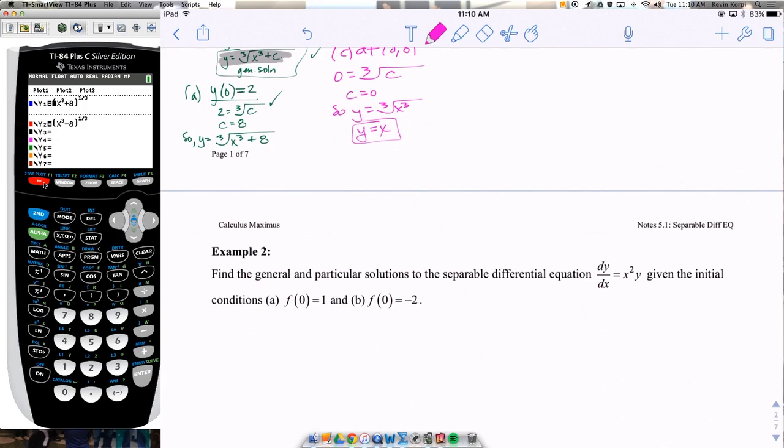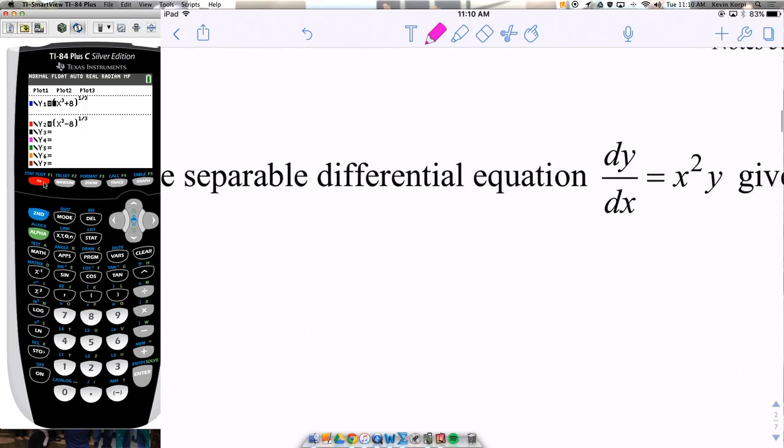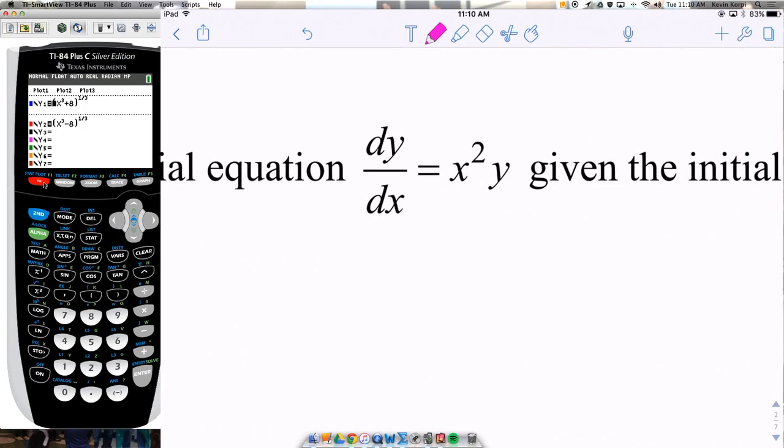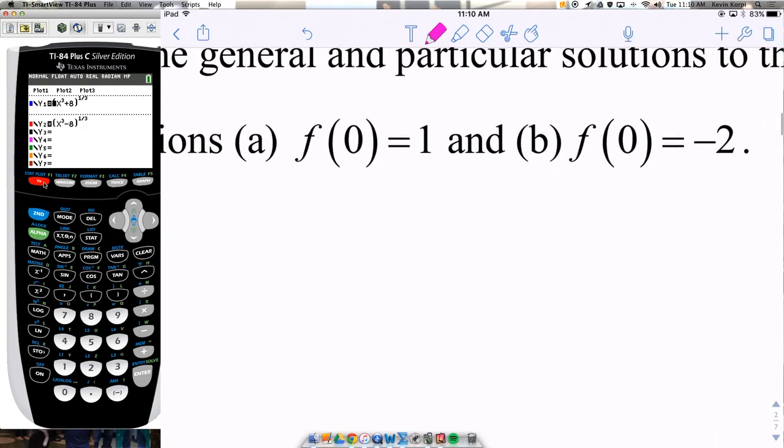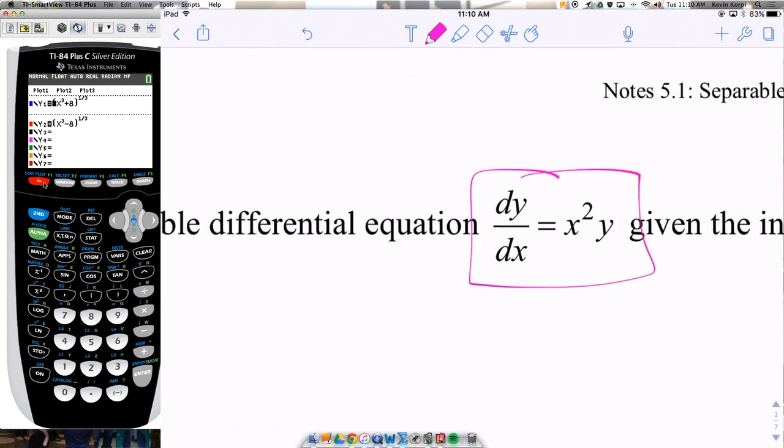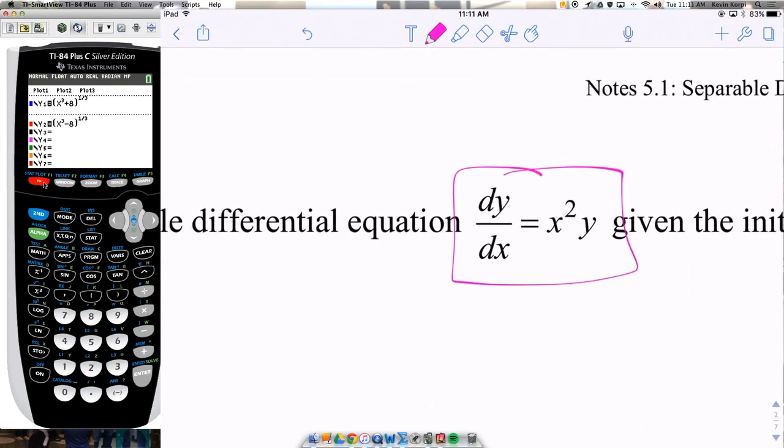All right, number 2. Find the general and the particular solutions to the separable differential equation dy/dx equals x squared y, given the initial conditions f(0) = 1 and f(0) = -2. Okay, so in this case, we don't have the luxury of the graph to see what it looks like, but I don't think we need it.